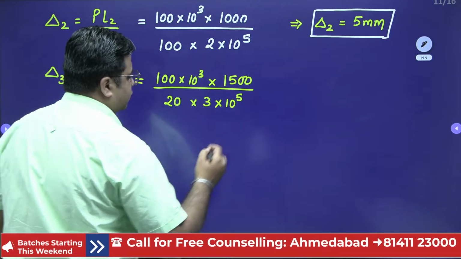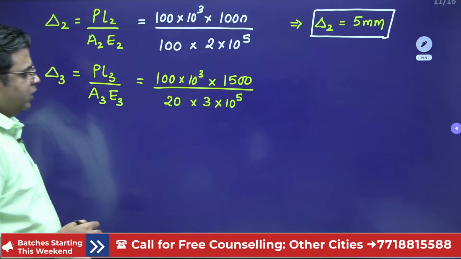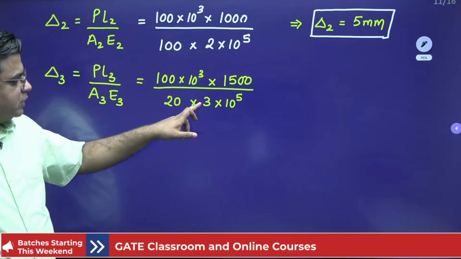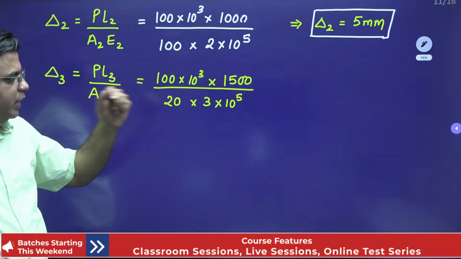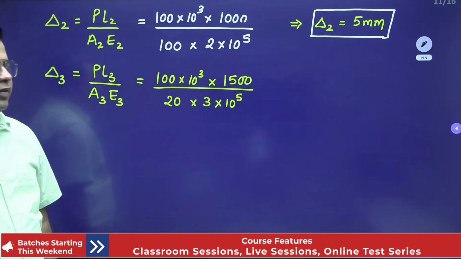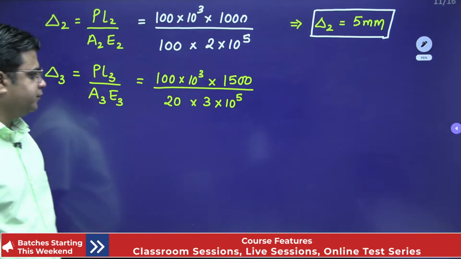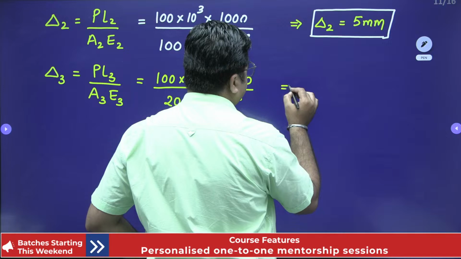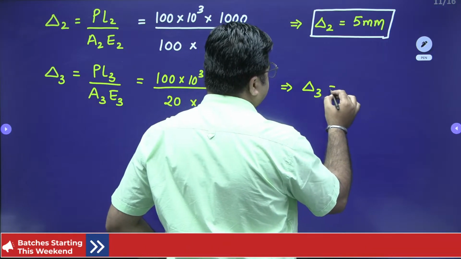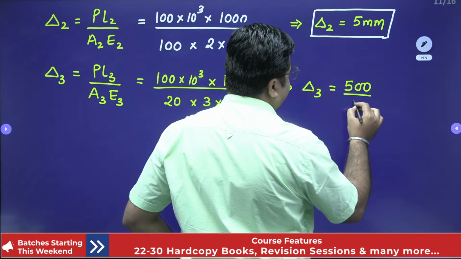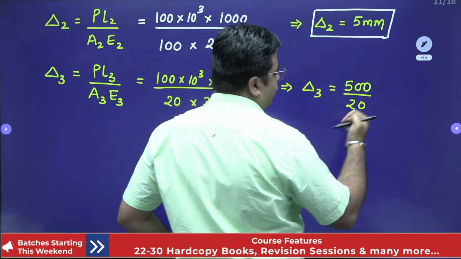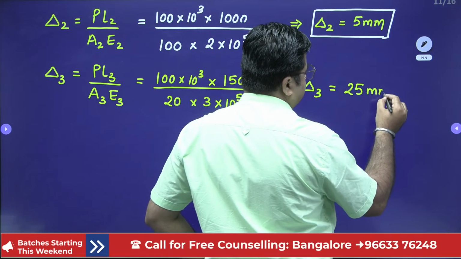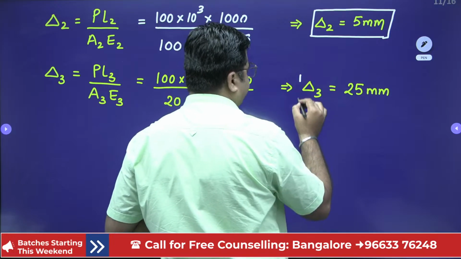Again here also you will get the deformation in mm. So this 10 raised to power 5 and 10 raised to power 5 are going to cancel out. 3 ones are 3, 3 fives are 15, so 500 by 20. So delta 3 is 500 by 20, which comes out to be 25 mm. So this delta 3 comes out to be 25 mm.